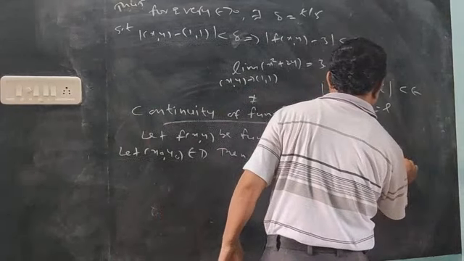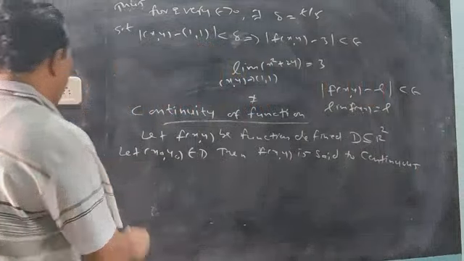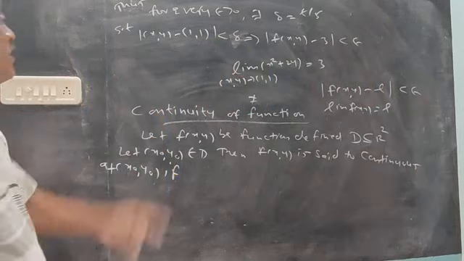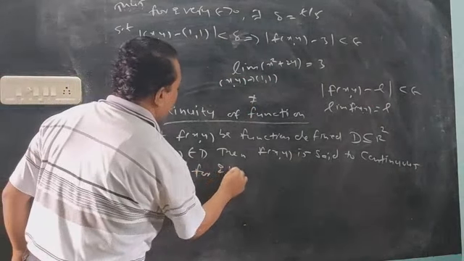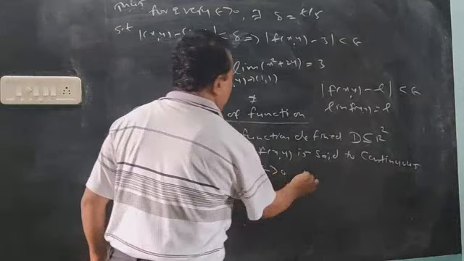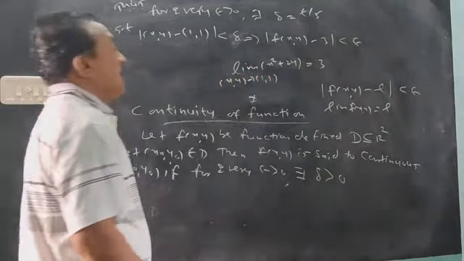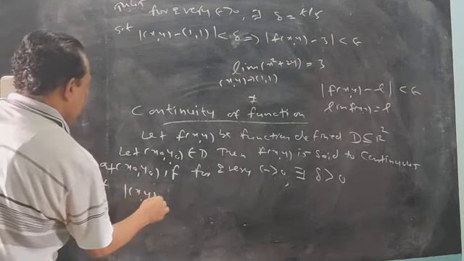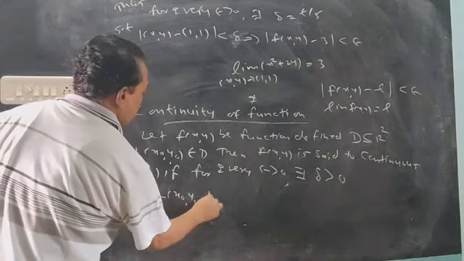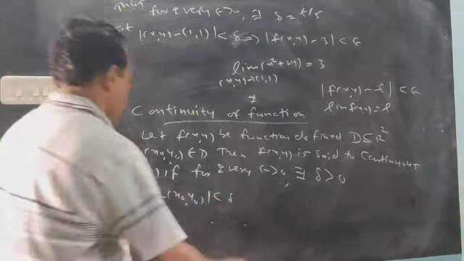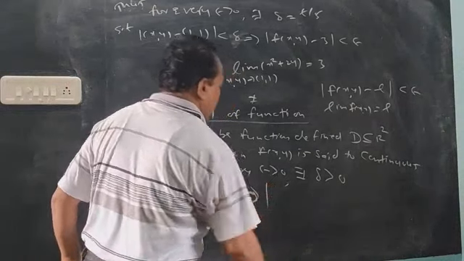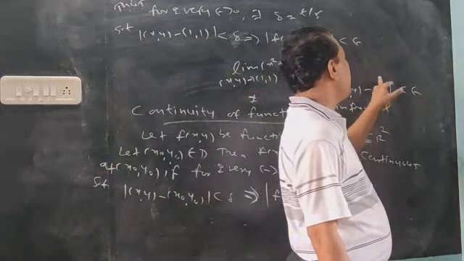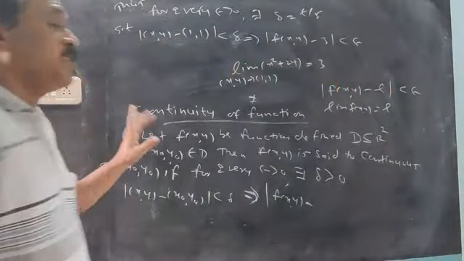Then this function f of x, y is said to be continuous at this point x0, y0 if, with the same epsilon delta, for every epsilon greater than 0 there exists delta greater than 0, such that mod of (x, y) pair minus (x0, y0) pair is less than delta, same part. Then here, mod of function f of x, y minus the limit. There is no limit here because it is continuity.